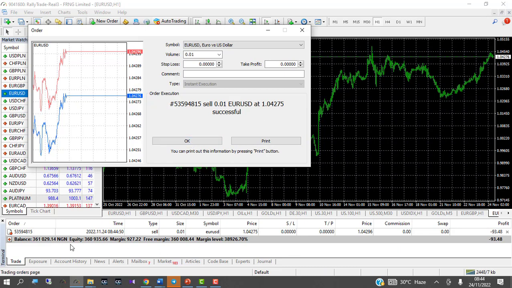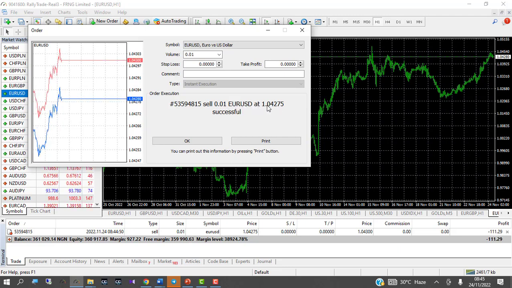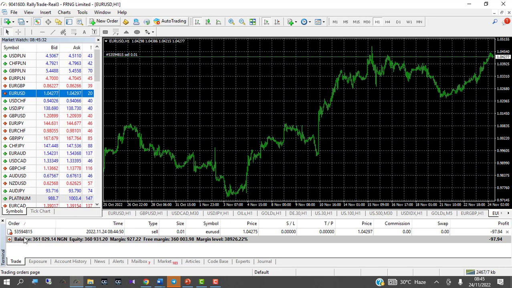Now, if you look down here, you can see that I just placed a new trade, and the trade is displaying on the terminal here. So you can see the parameters of the trade. Let's return back to this box. This is the order number of this trade, and what kind of trade is it? It's a sell. What size? 0.01. On what pair or instrument? Euro USD. Now we entered this market at 1.04275. This price becomes the entry price.